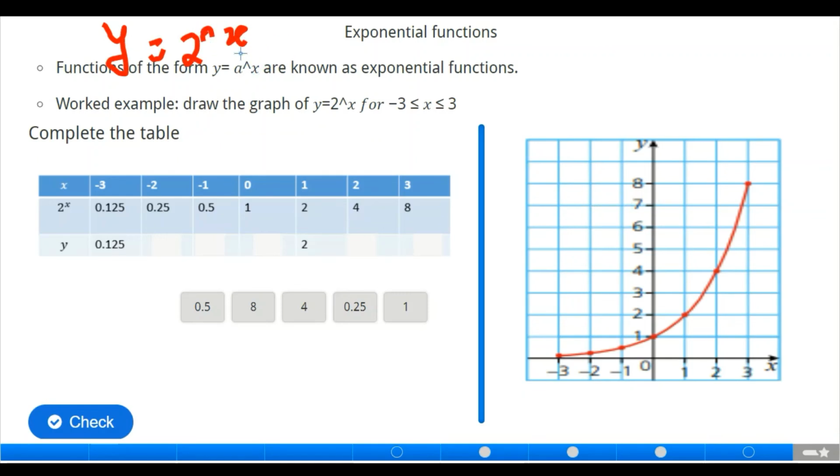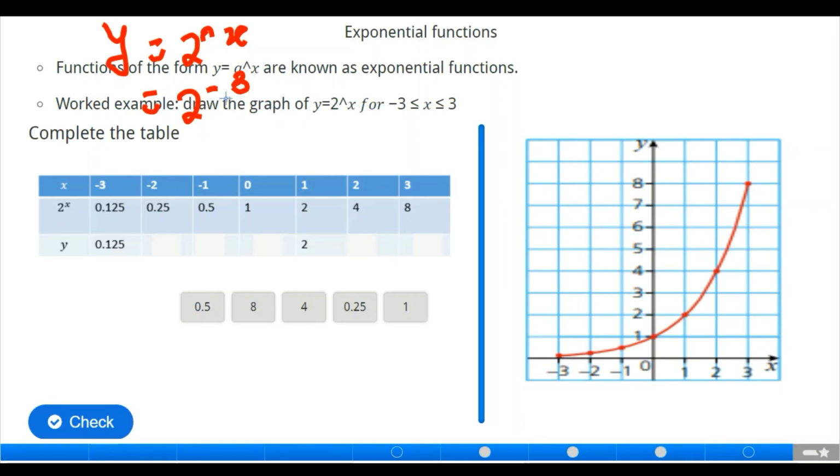x, when our x ranges from minus 3 to plus 3. So we are going to be having the value of x ranging from minus 3 to plus 3. That is minus 3, minus 2, minus 1, 0, 1, 2, and 3. Okay, so now the value for y is going to be what? 2 raised to power x. So for the first one, we have 2 raised to power minus 3.